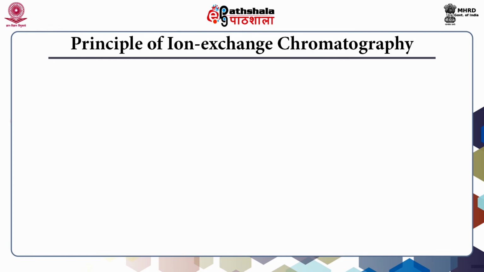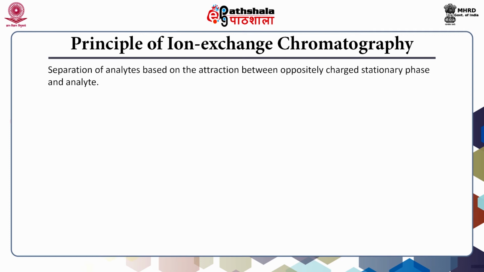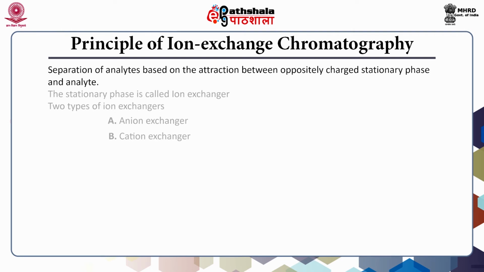The principle of ion exchange chromatography is the separation of analytes based on the attraction between oppositely charged stationary phase particles and the analyte particles. The stationary phase in case of ion exchange chromatography is called as ion exchangers. Why? Because it helps in the exchanging of ions on the surface of the stationary phase.